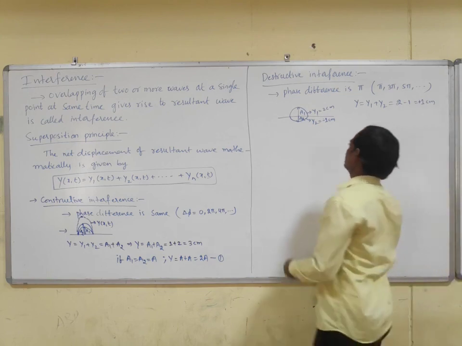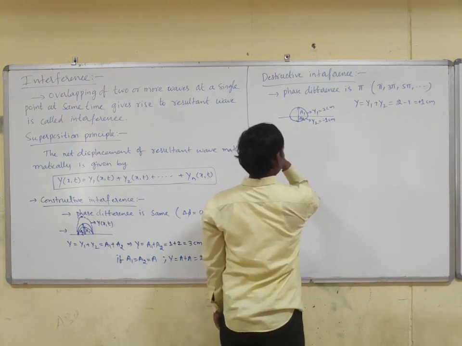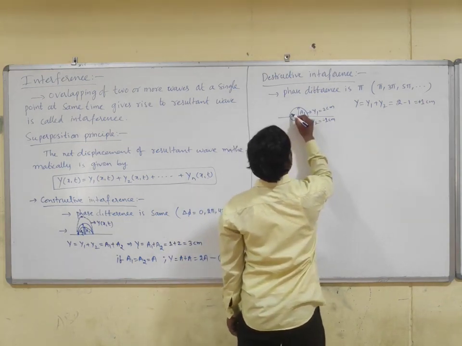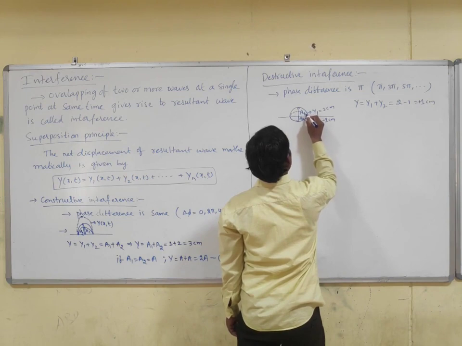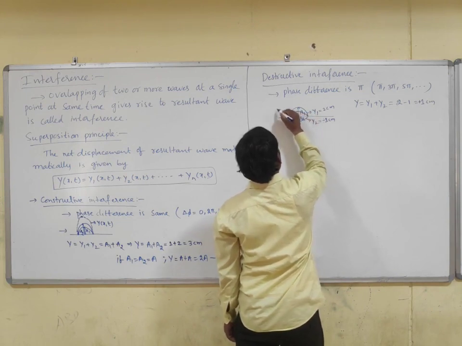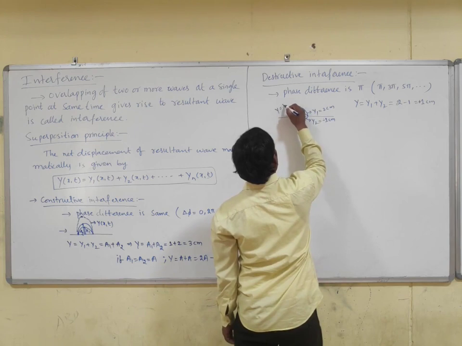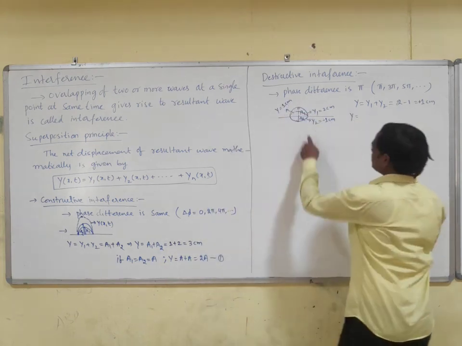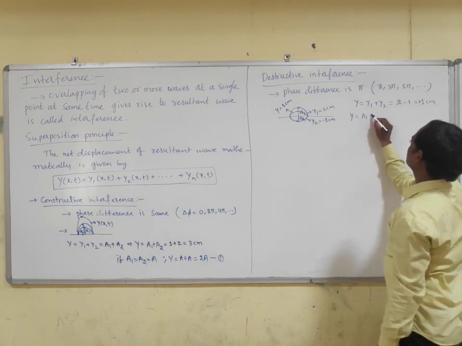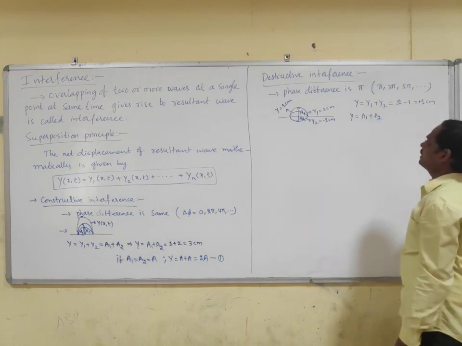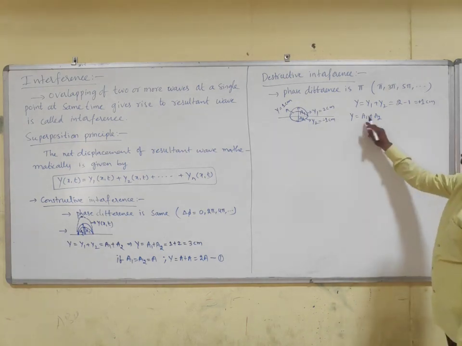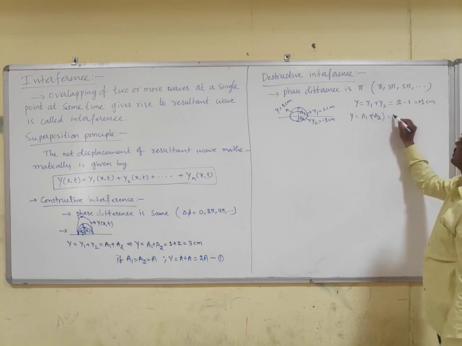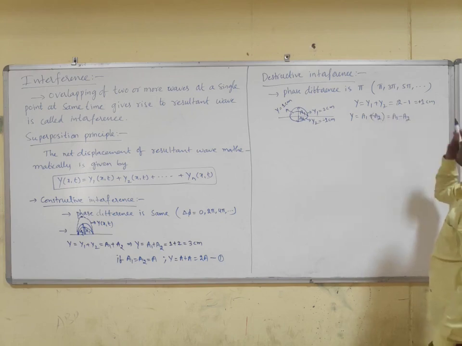So let us draw the resultant waveform. The resultant waveform will be equal to this much. So this is y equal to 1 centimeter. Now if you take individual amplitudes, Y1 is A1, Y2 is A2. Again it is A1 plus A2. A1 is positive, A2 is negative, so minus. So that is A1 minus A2.